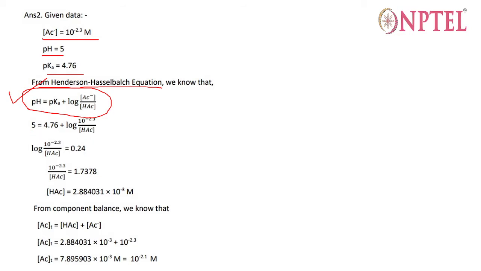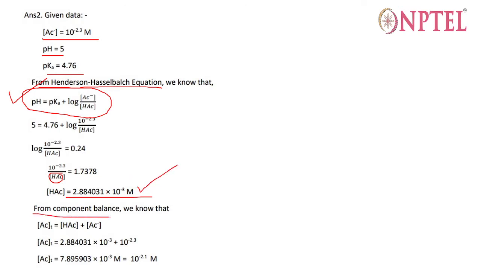And then I'm writing the pH of the solution, right? I know the pKa of this acid, that is 4.76, then log of acetate ion concentration, and I will calculate the concentration of the HAc form. So from here I can calculate the concentration of HAc easily. So it is nothing but 2.884031 into 10 to the power minus 3 molar, right?